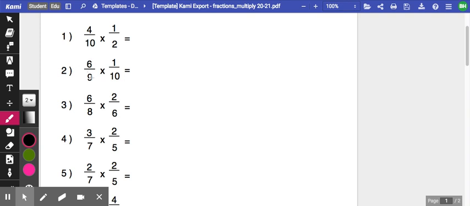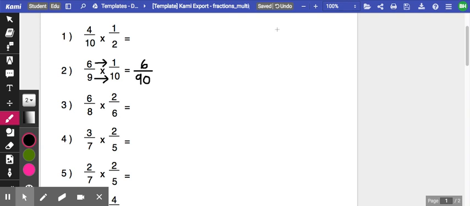We have 6/9 times 1/10. Okay. Let's just keep it for this one and multiply straight across. 6 times 1 is 6, and 9 times 10 is 90. Okay, now I need to simplify. Obviously, I need to simplify that problem.